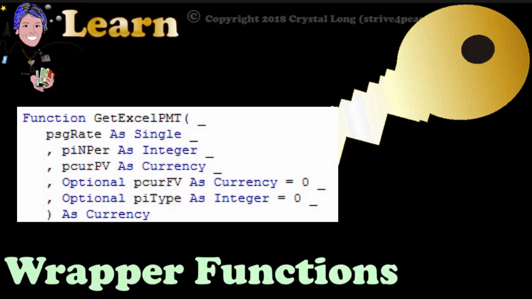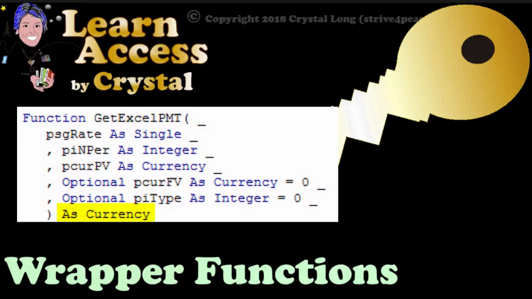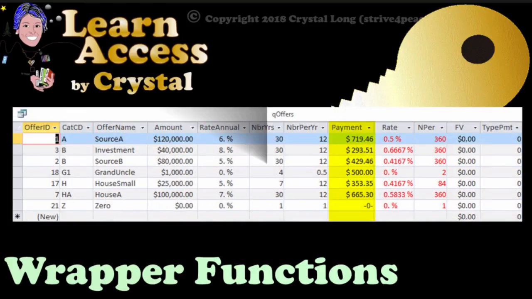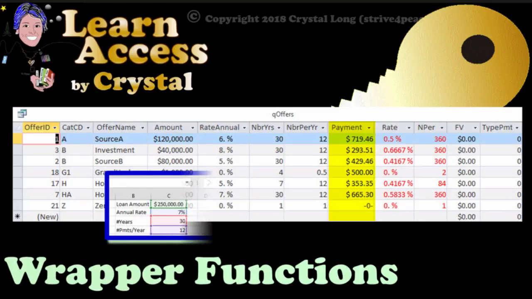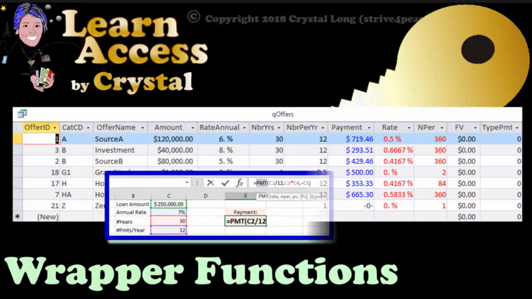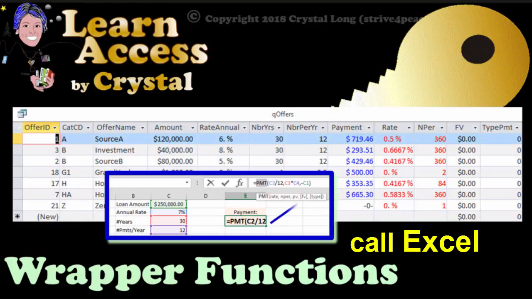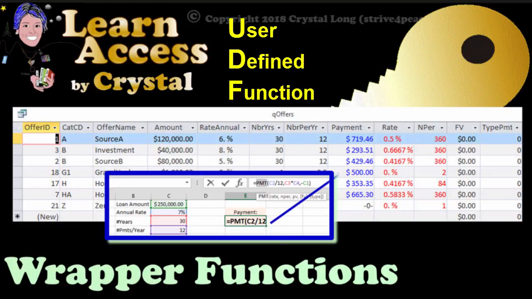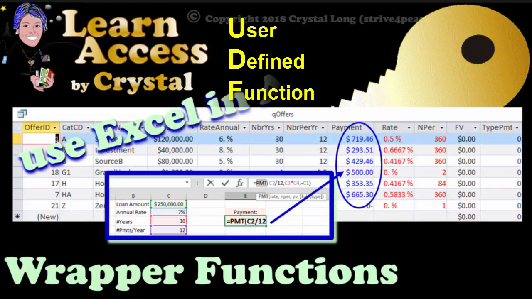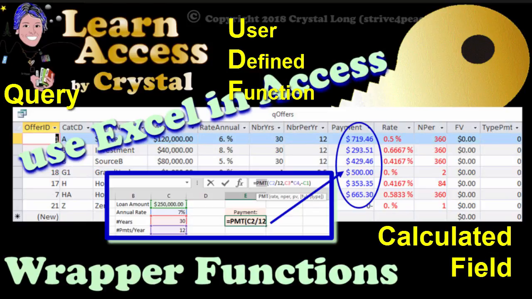With a little bit of VBA, we can use Excel and get the results of a worksheet function for reporting in Access. A wrapper function is defined in VBA and calls another program. A wrapper function is a user-defined function, or UDF, but not vice versa. It is defined as a public function in a standard module so that it can be used universally in Access, such as in the expression for a calculated field in a query.